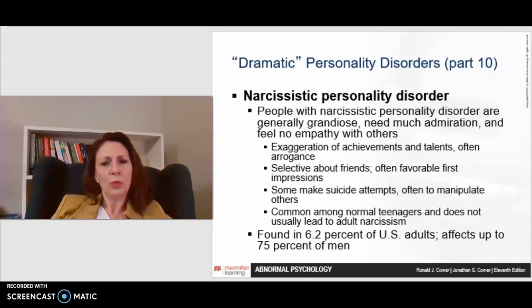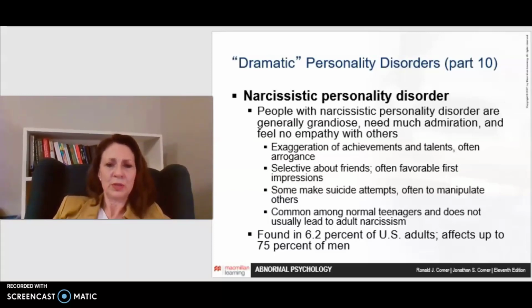This is common among normal teenagers because of that developmental phase, and it doesn't usually need to lead to adult narcissism, fortunately. It's found in 6.2% of U.S. adults and is more predominantly men by 75%.